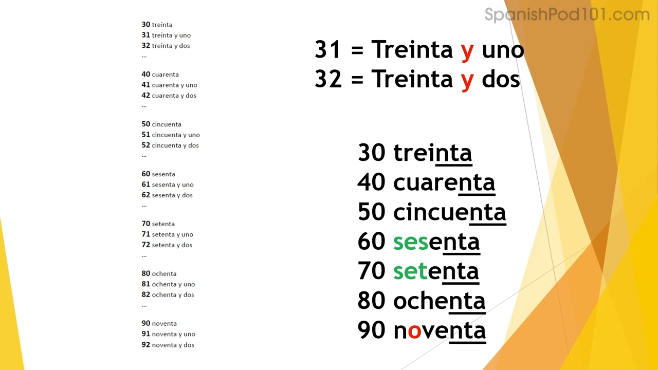A lot of students also get confused with the pronunciation of 90 in Spanish. They will say it like they're trying to put the pronunciation of number 9 into 90. And unfortunately, that's incorrect, okay? You have to say noventa.